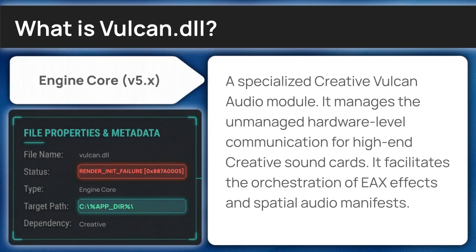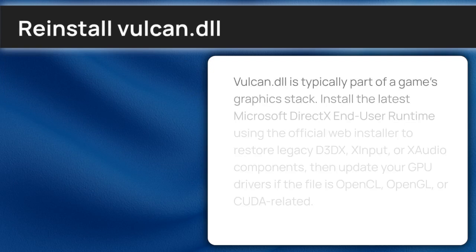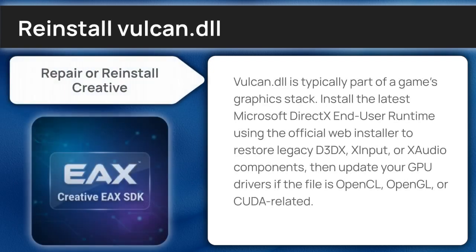Let's get to work. We'll start with the most common fix for this specific error. Vulcan is typically part of a game's graphics stack. Install the latest Microsoft DirectX end-user runtime using the official web installer to restore legacy D3DX, X-Input, or X-Audio components. Then update your GPU drivers if the file is OpenCL, OpenGL, or CUDA related.